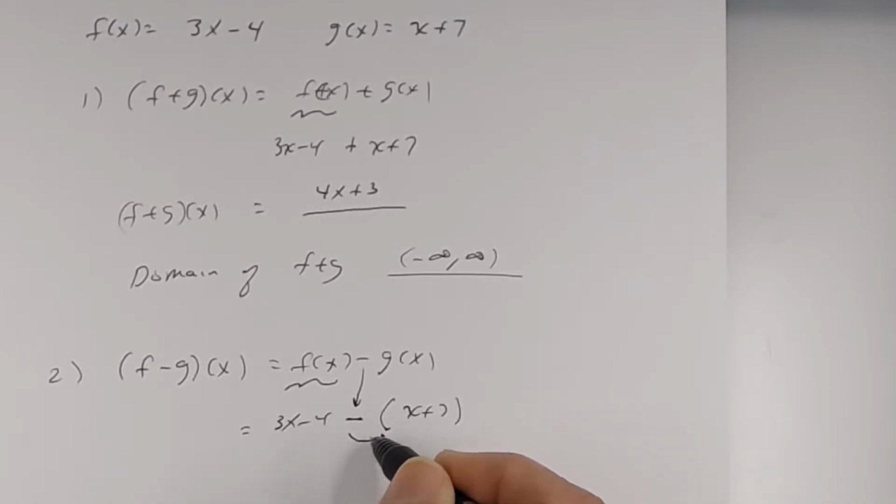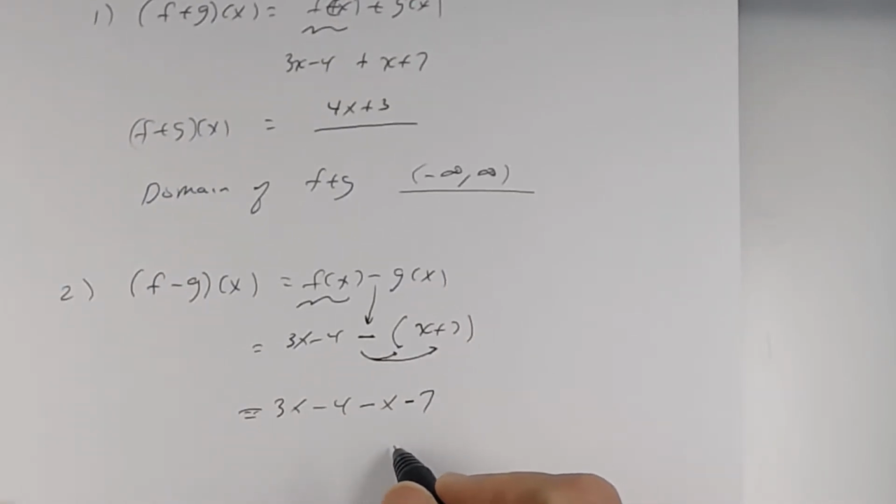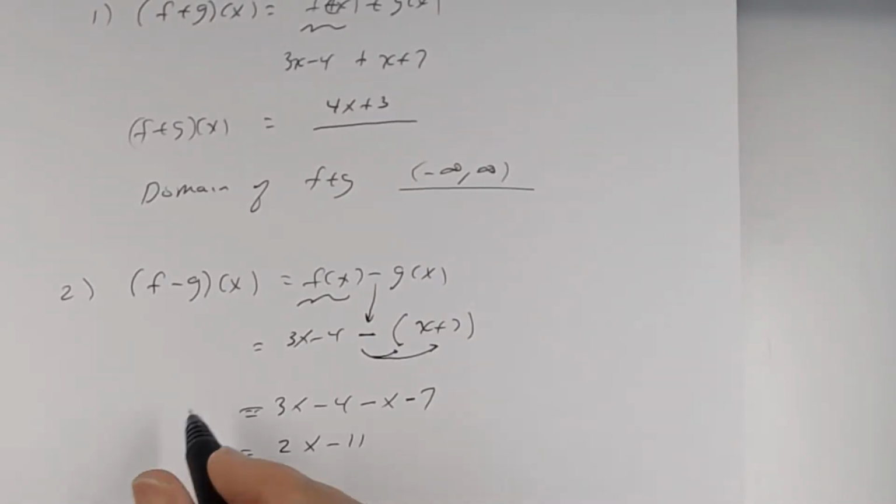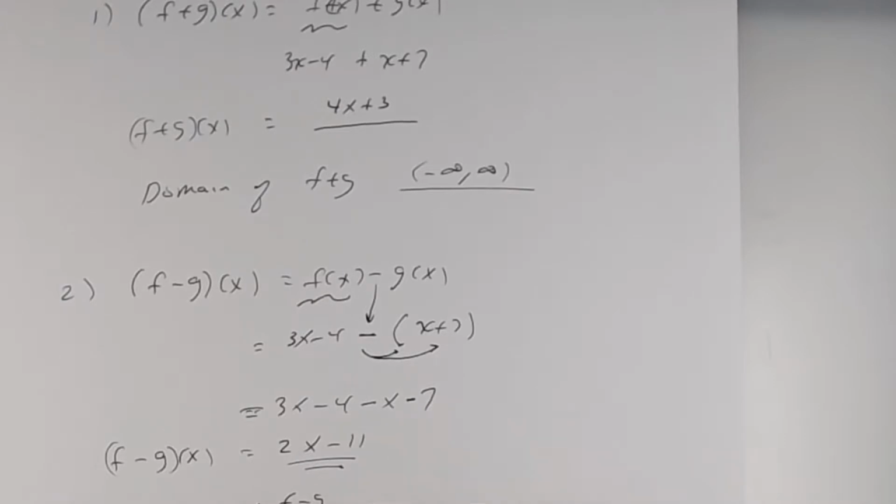Now get rid of the parentheses by distributing that negative symbol. So I get 3x minus 4 minus x, not plus 7, minus 7. Okay, so that's why it was important you put that in parentheses. Combine like terms, you get 2x minus 11. So you just found f minus g at x. You understand?